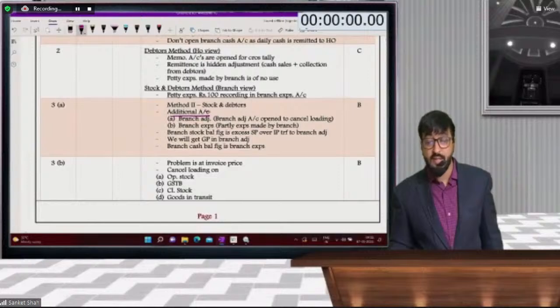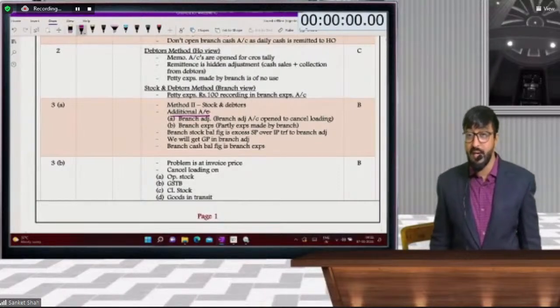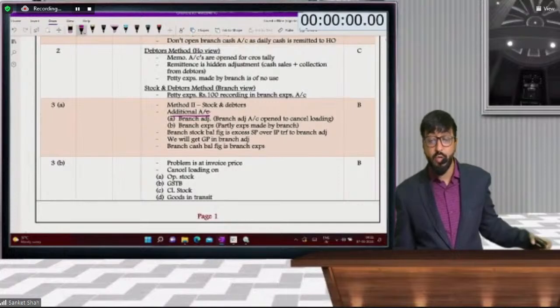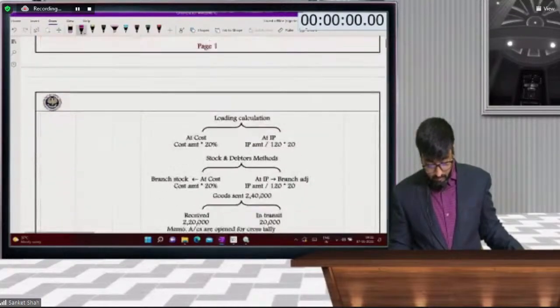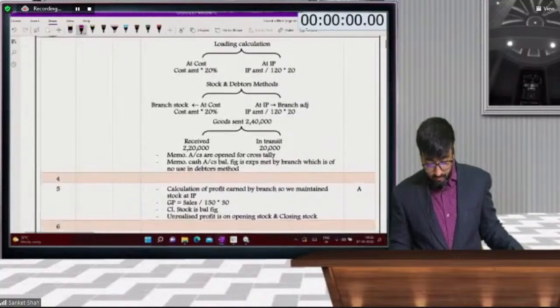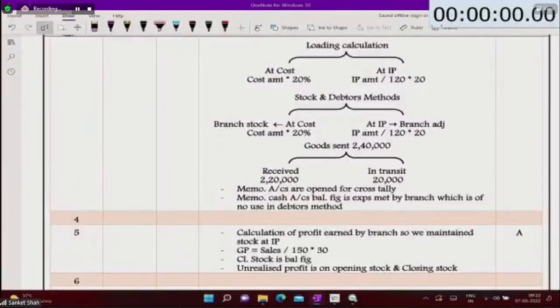Please note down this index today only in your notebook. Please write it properly, otherwise you are going to forget everything. 3B over. And this is the index for loading calculation. So loading we have calculated in transit also. Easy?